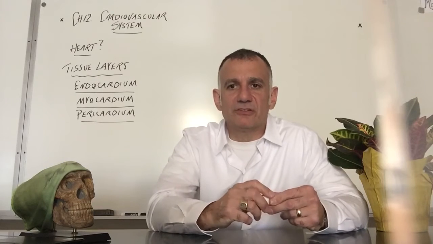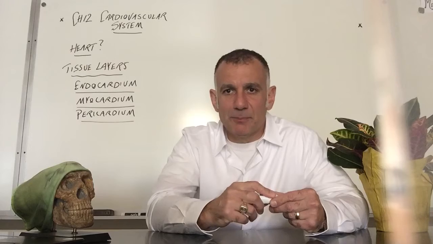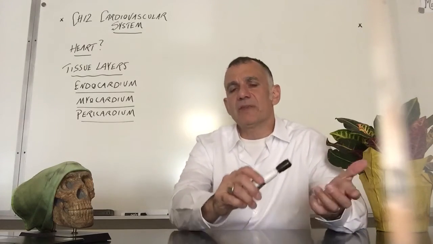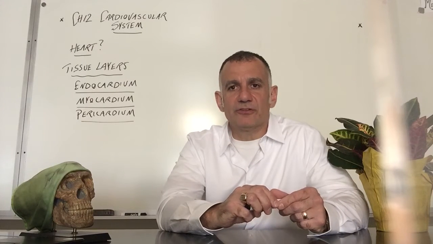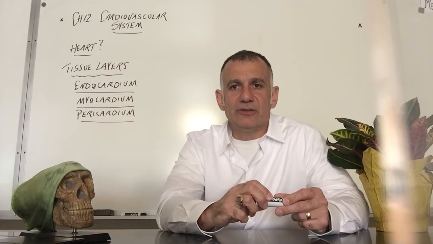But those are your 3 basic tissue layers that make up the heart: endocardium, myocardium, and peri. Again, peri meaning perimeter on the outside. The next thing that we're going to do, and I'm going to draw this on the board behind me as I do it, is diagram the heart.